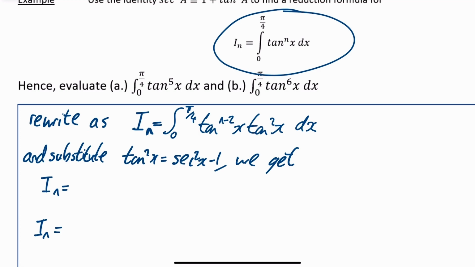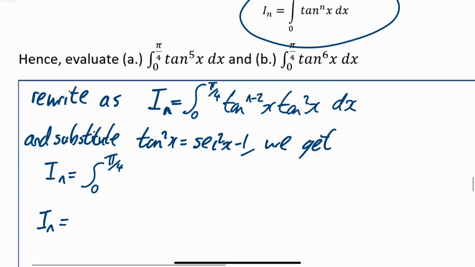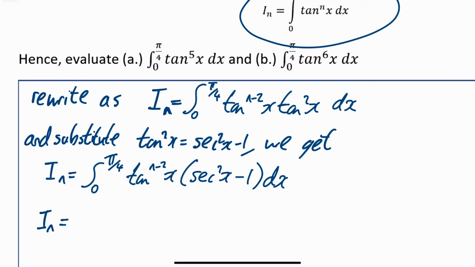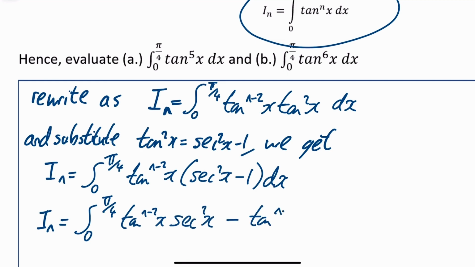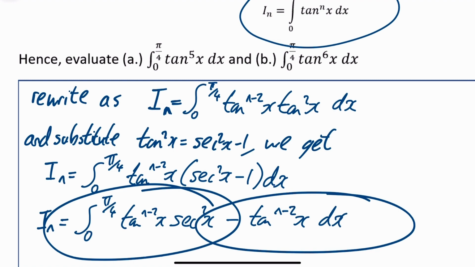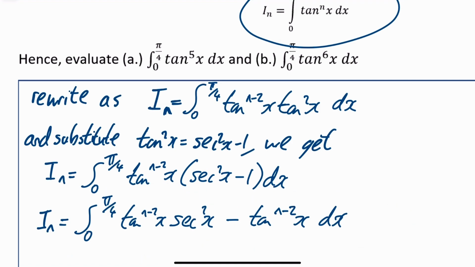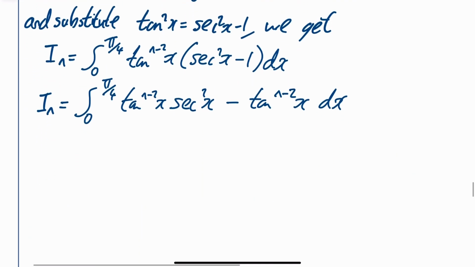We will get this thing. We'll get I_n is equal to the integral from 0 to pi over 4 of tan^(n-2) of x times (sec squared of x minus 1) dx. And then if you do that out, that is the integral from 0 to pi over 4 of tan^(n-2) of x times sec squared of x, minus tan^(n-2) of x dx. Now the only bit of this we need to worry about is this, because this thing here is just the integral of tan^(n-2), that is I_(n-2), so it's already done with the reduction formula bit. So we need to just sort out the left-hand part of it.